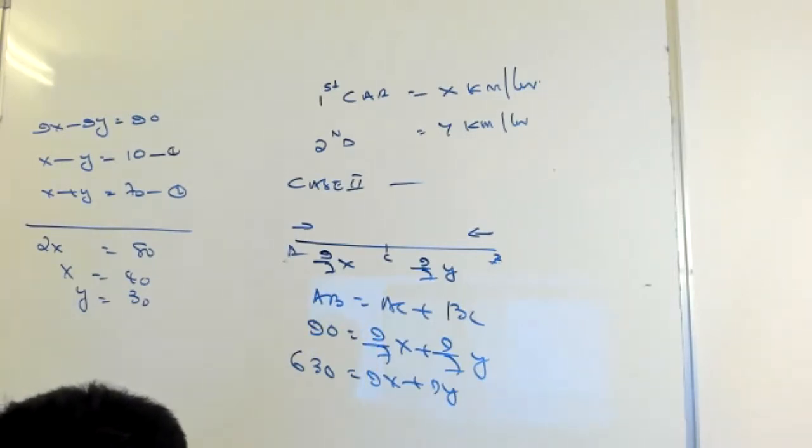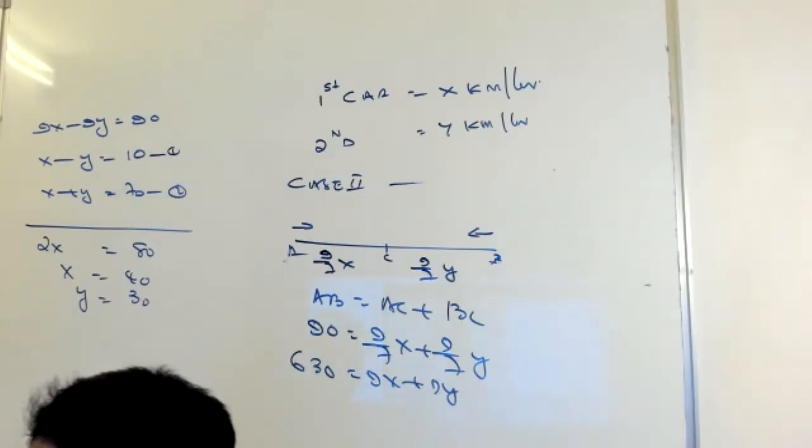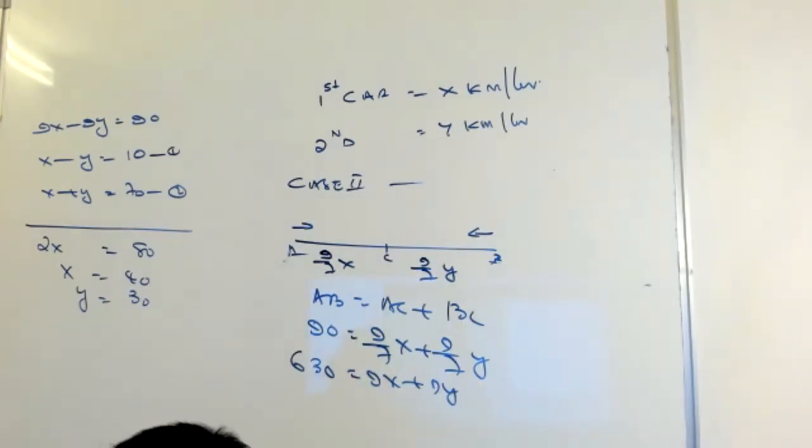Tell me what the other doubt is. Question number one, a similar question. See the question. Points A and B are 70 kilometer apart. Exactly the same as before, 90 and 70. Then you work it out. Is it okay?